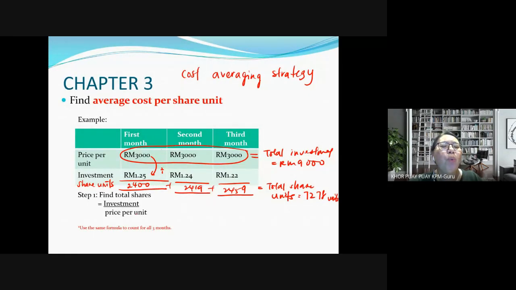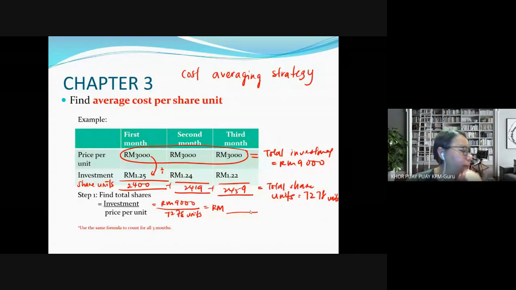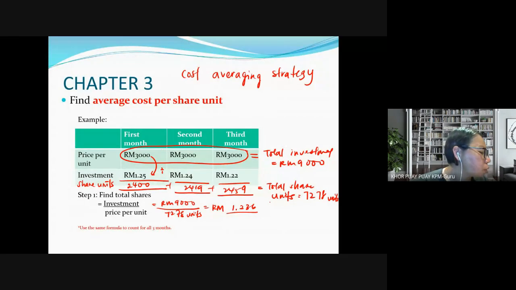Okay, so when you take this investment, 9,000, divided by your 7278 units, you will get how much? The answer will be in RM already. Someone count for me, please. How much is your RM? 9,000 divided by 7278. 1.236. Okay, 1.236. Jock also says 1.236.